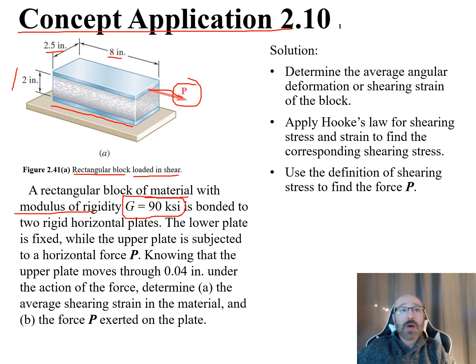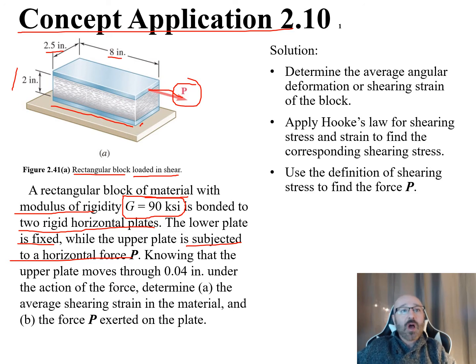Now this is going to be bonded to two rigid horizontal plates. We can see that the material inside here is bonded to these two horizontal plates. The lower plate is going to be fixed to the surface. We know that's rigid, it's not moving, it's fixed right to that surface. The upper plate is what's subjected to the horizontal force P. So this is not moving down here, it's rigidly held in place, and then we have the shear force P up here pulling across in that direction.